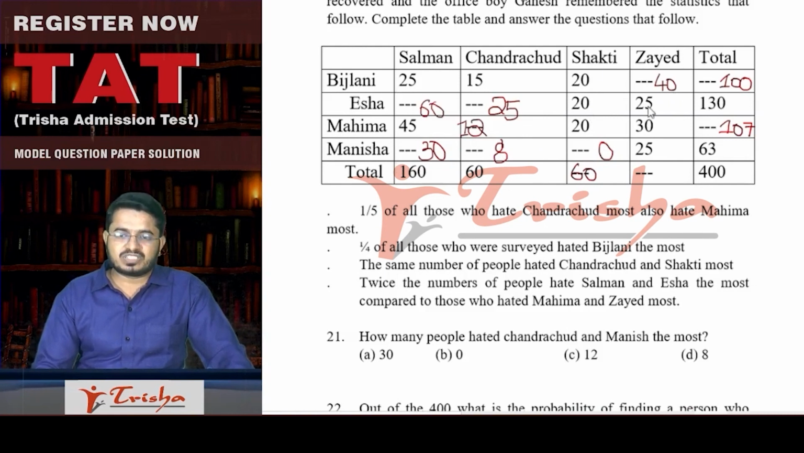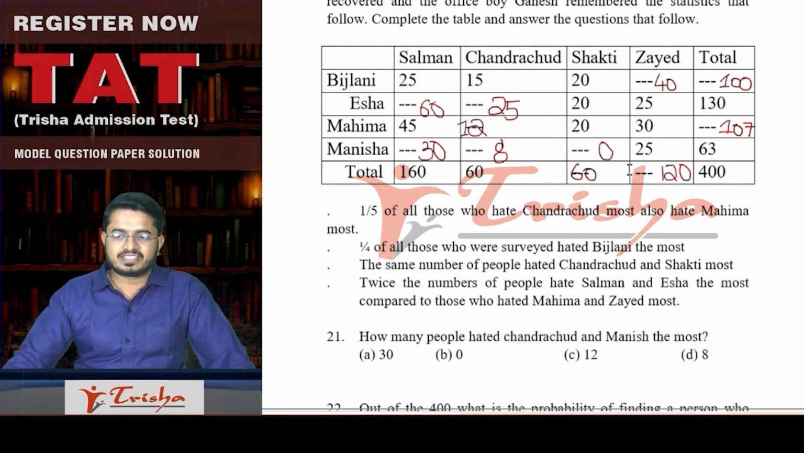Okay. 40 plus 25, 65, plus 30, 95, plus 25, 120. That is 95 plus 5, 100, plus 20, 120. Next, obviously, 100 plus 130, 230, plus 107, 337, plus 63, 400. The total on the vertical side, 400. The total on the horizontal side, 400.